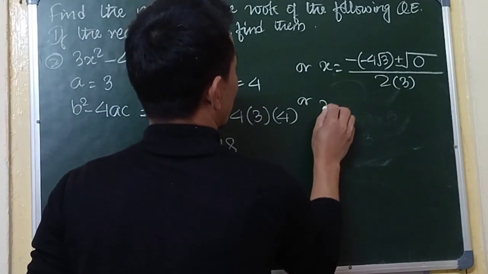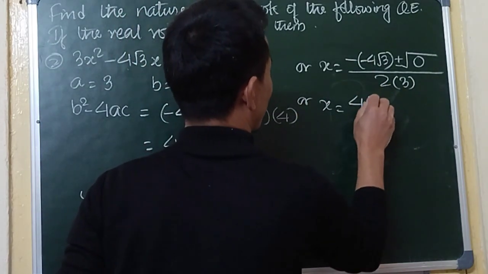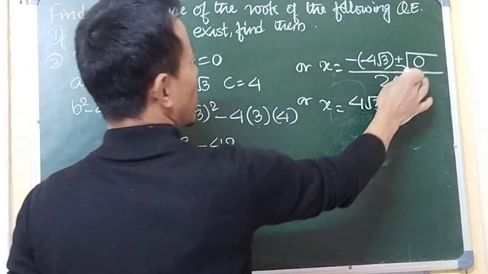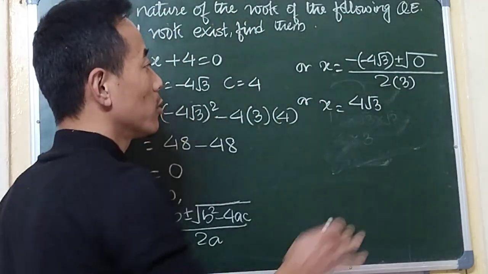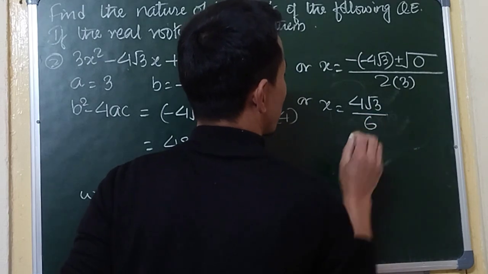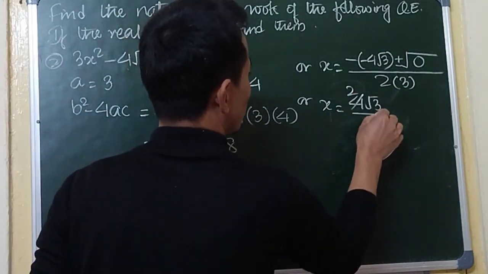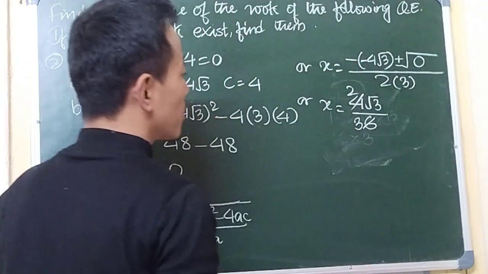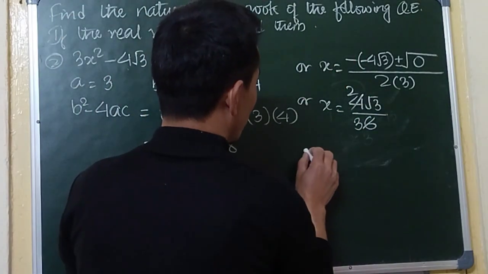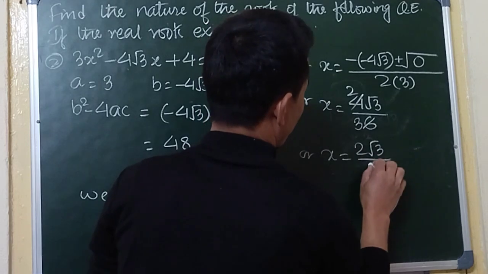So you will get here x is equal to minus into minus becomes plus. So this becomes 4 into root 3. Square root of 0 will be 0, so no need to write the second term here. Divided by 2 into 3 becomes 6. So you can simplify this further. Divided by 2. 2 2s are 4, 2 3s are 6. So you will get x is equal to 2 root 3 divided by 3.